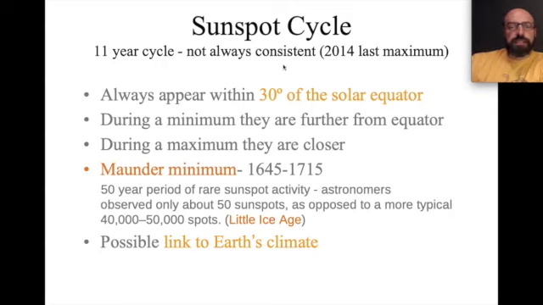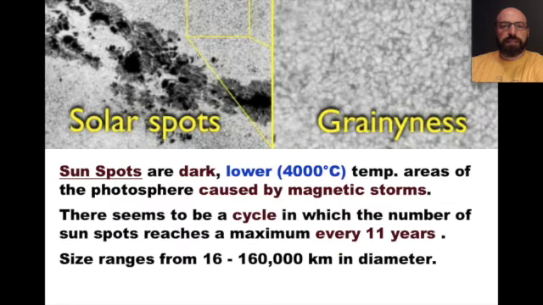It's not always consistent. So here there's a period of time, the Maunder minimum, that was actually a 50-year period of no sunspots. And during that time, it's a possible climate link, but we don't have complete facts on that. So what are these sunspots, or these solar spots, caused from? They're dark in color, and they have that lower temperature. Much like we talked about, the granules had the lower temperature, had the darker coloring, and that's what a sunspot is. It has this lower temperature, and it's caused by magnetic storms.